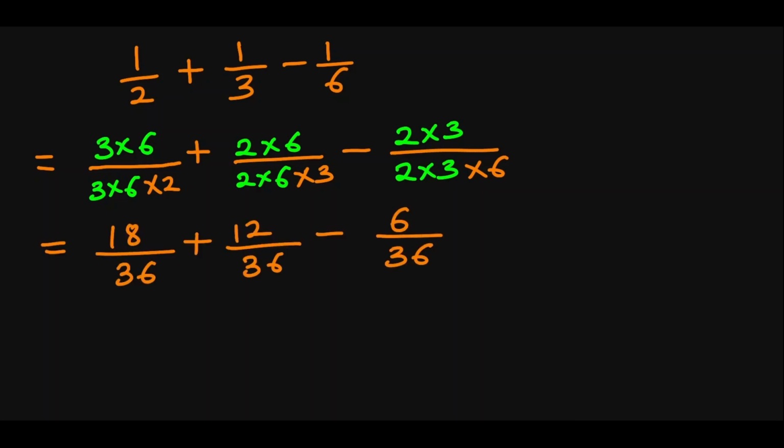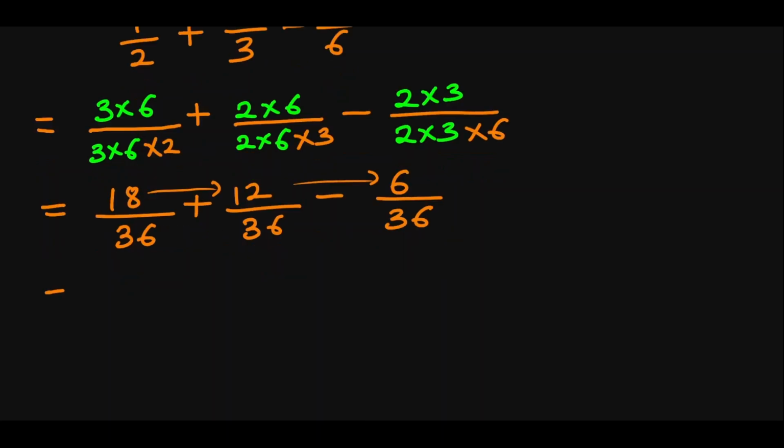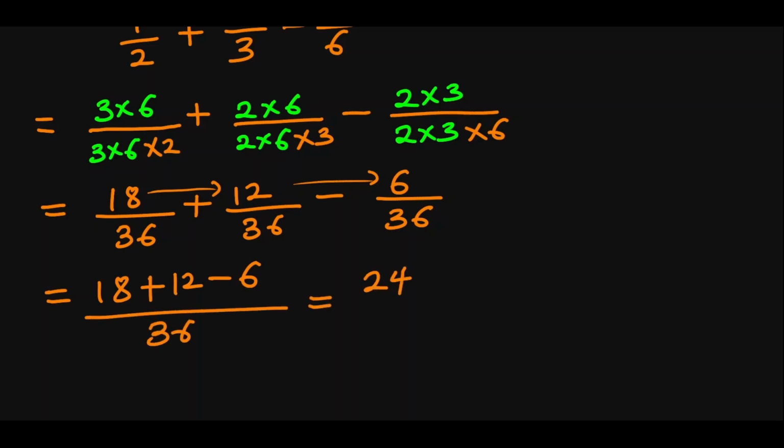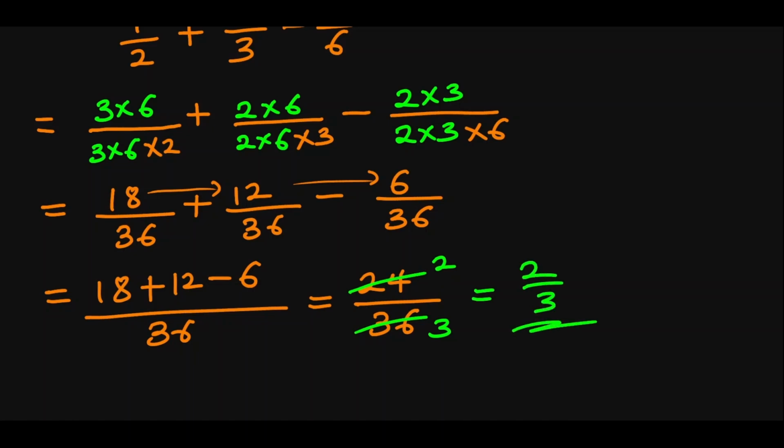Now, this is exactly what we want. All the denominators are the same. We can now go ahead and solve across. So this is 18 plus 12 minus 6 over 36, which now gives us 24 over 36. If we simplify it, it gives us 12 here 2, 12 here 3. So the answer is 2 over 3, which is still the same answer we got previously.